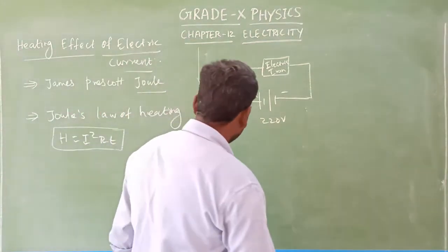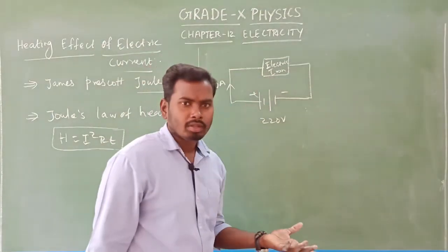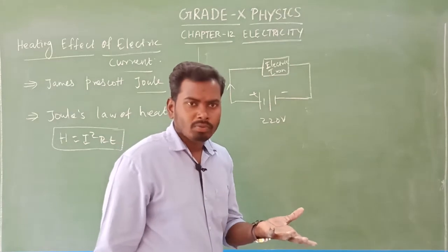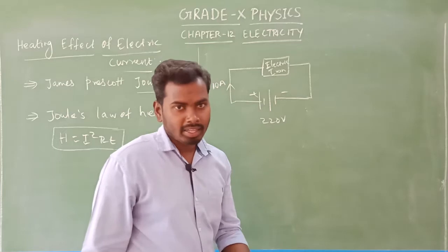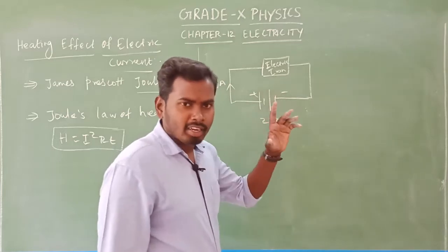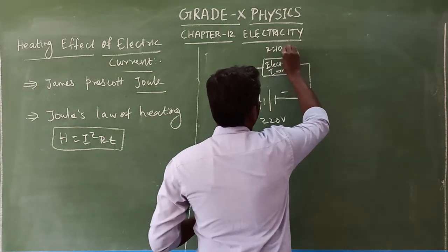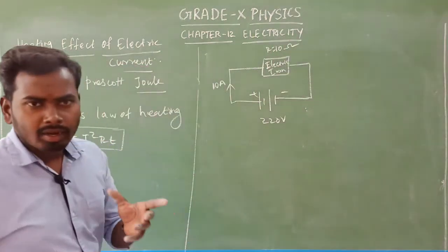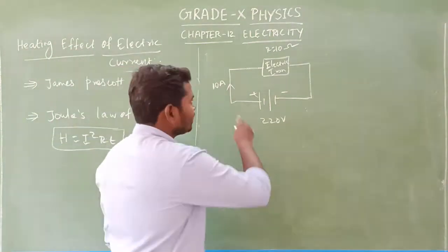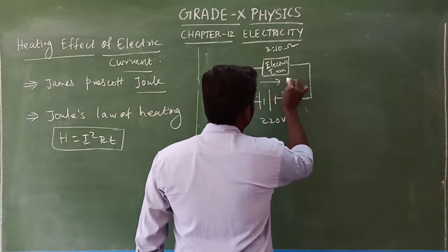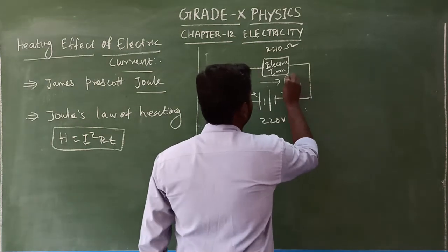Here is the electric iron. This electric iron is made up of a conductor. Inside the electric iron there will be conducting material, isn't it? That conducting material's resistance value, now consider 10 ohm. The resistance value is 10 ohm, isn't it? Here the electric iron is used for 1 hour, which you can take as 60 seconds.